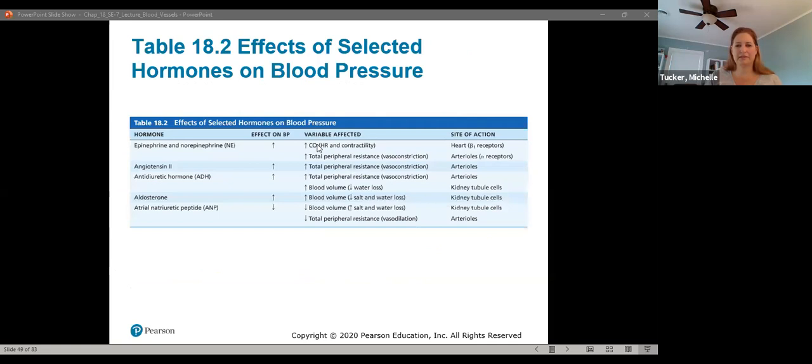This is a table. It's okay. I think the best part of this table is whether or not it is going to increase or decrease blood pressure. So these all increase, and then we have atrial natriuretic peptide produced by the heart, which is going to decrease. I'm not as worried about the next two columns.